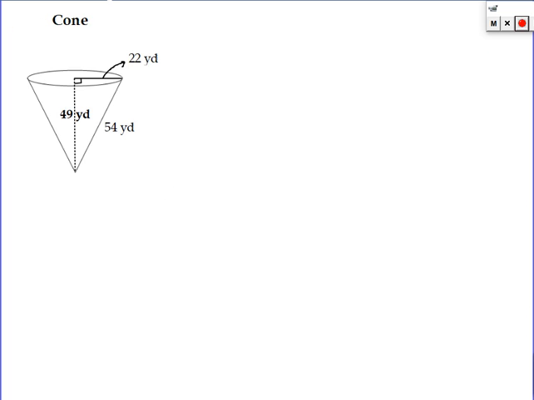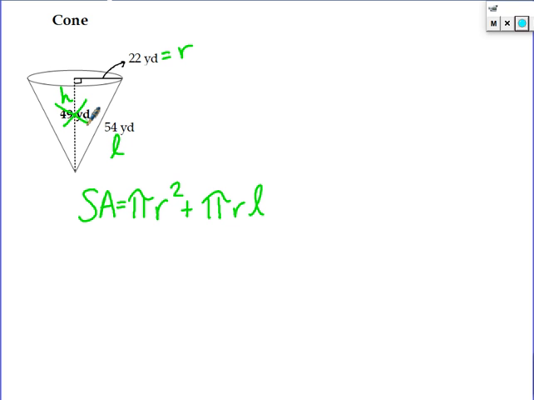Now, for my cone, again, start with your formula. Use the cone formula. So the surface area of a cone is pi r squared plus pi rl. And remember, L is your slant height. So I see my radius is 22, and now I have two numbers here. 54 is on the slant, that's your slant height. 49 would be h, but we don't need h, so I don't need to use that 49. So into my formula, I'll have pi times 22 squared plus pi times 22 times 54.